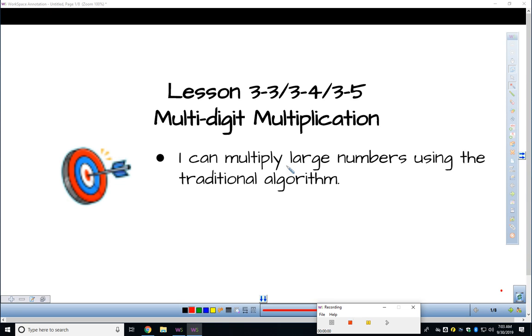We're going to be in topic 3 today with multi-digit multiplication. It's going to be multiplying large numbers, really focusing on what's called the traditional algorithm. You might have other strategies that have worked for you in the past, but we really want to focus on this just because of its efficiency in terms of solving the problem.